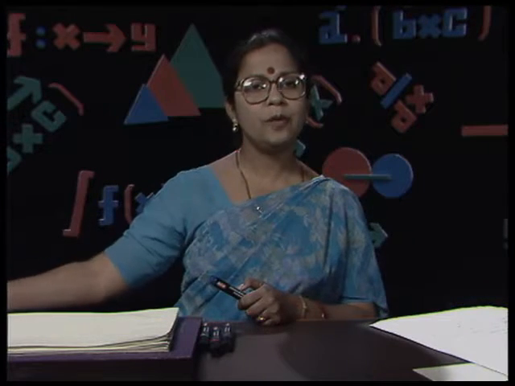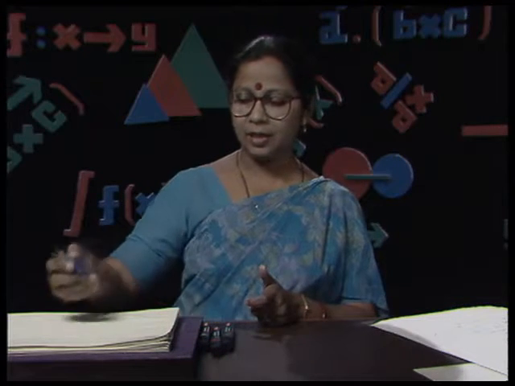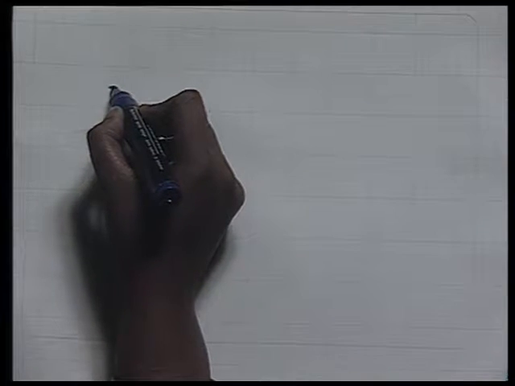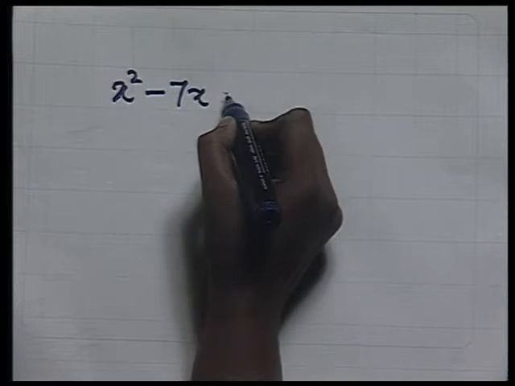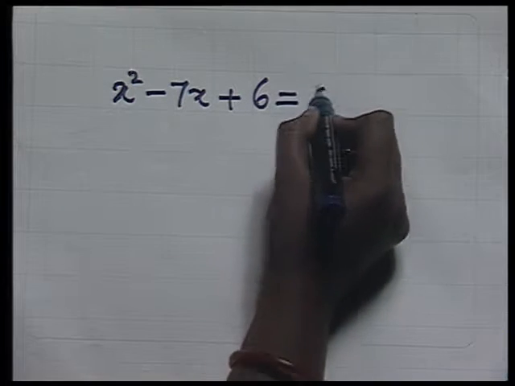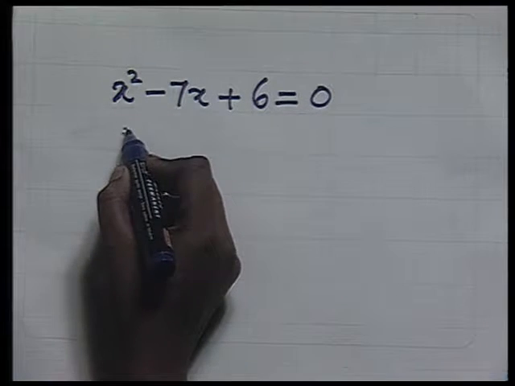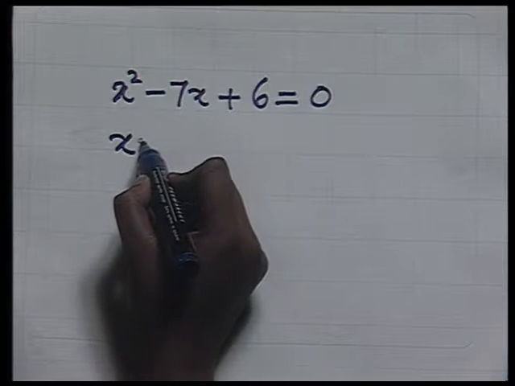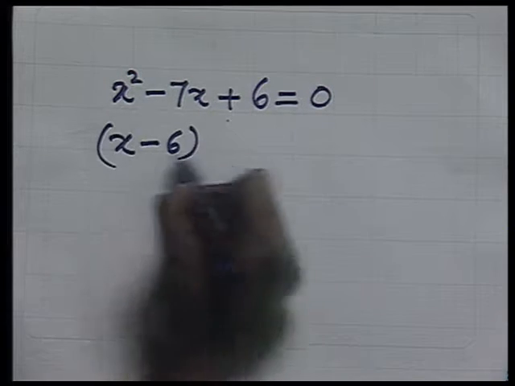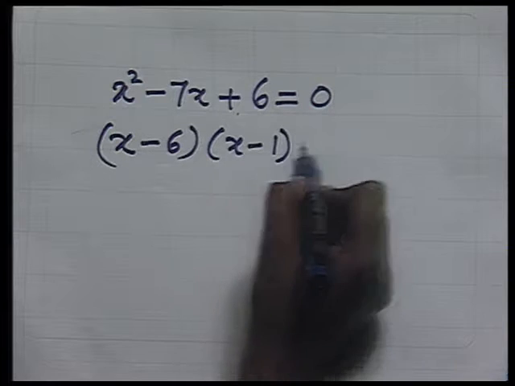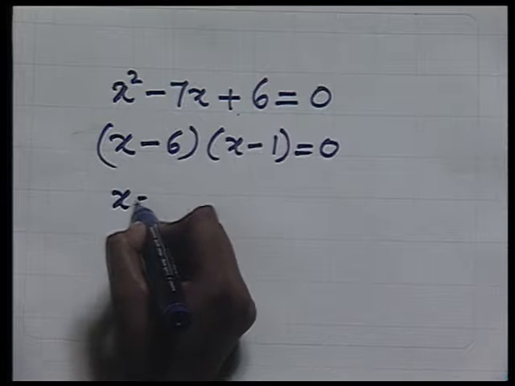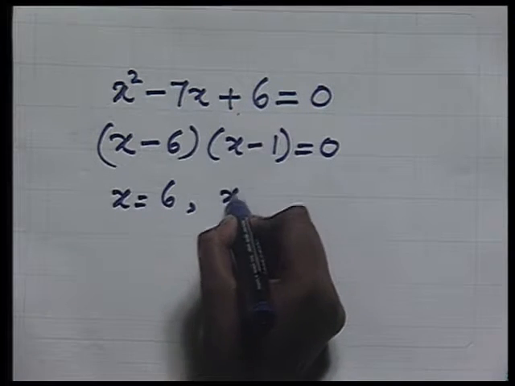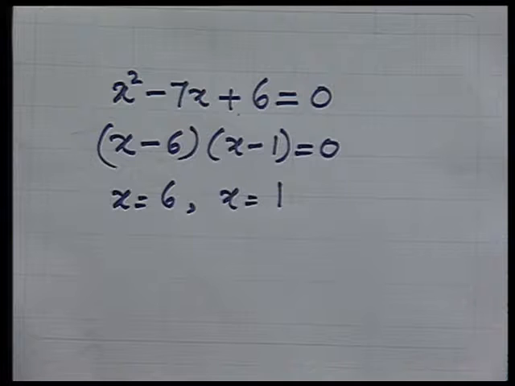Now, given an equation, we know how to find out its roots. For example, in order to find out the roots of the equation x square minus 7x plus 6 equal to 0, first of all we will factorize it, and the factors of this equation will be x minus 6 into x minus 1 equal to 0, which gives us the roots of this equation as x is equal to 6 and x is equal to 1.